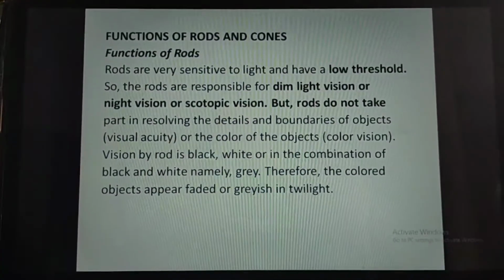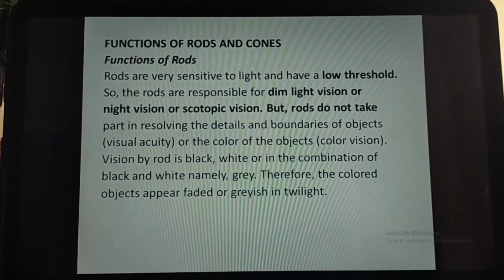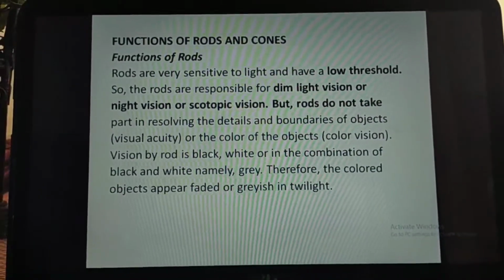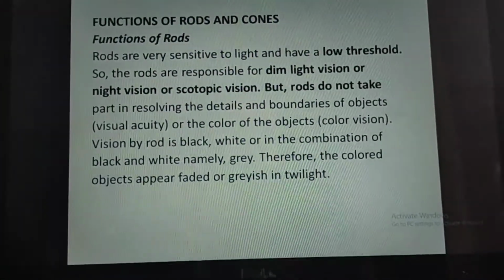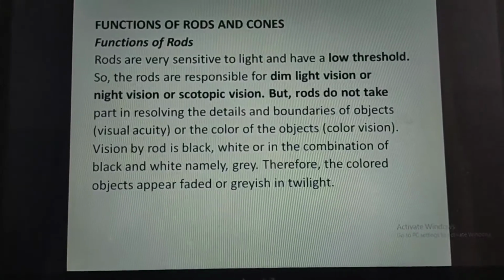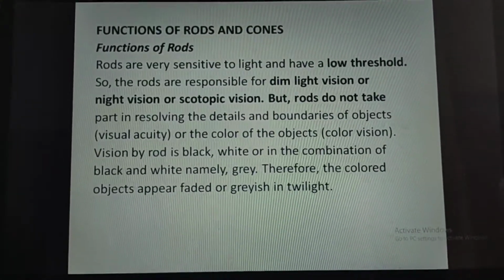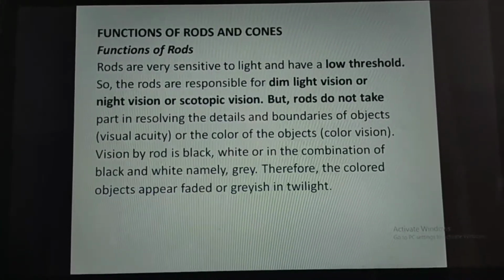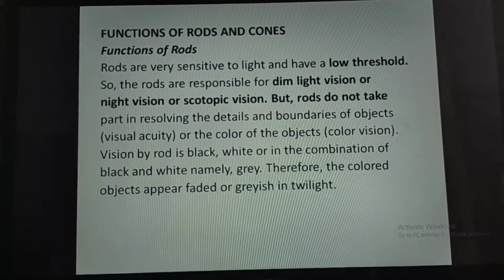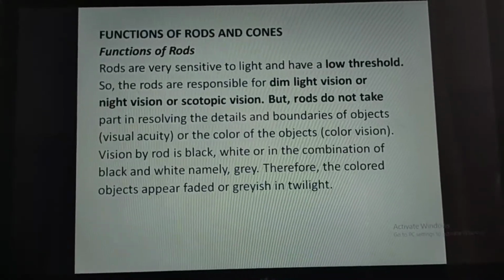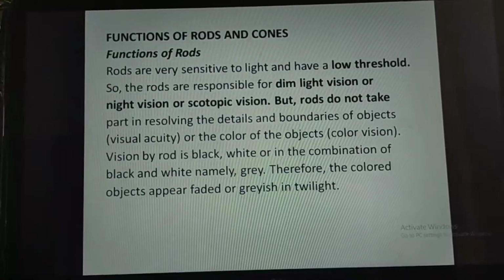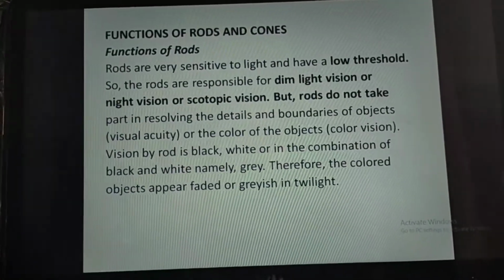Functions of rods and cones. First we see the functions of rods. Rods are very sensitive to light and have a low threshold. So the rods are responsible for dim light vision or night vision or scotopic vision. But rods do not take part in resolving the details and boundaries of objects or the color of the objects. Vision by rods is black, white, or a combination of black and white, namely gray. Therefore, colored objects appear faded or greenish in twilight.